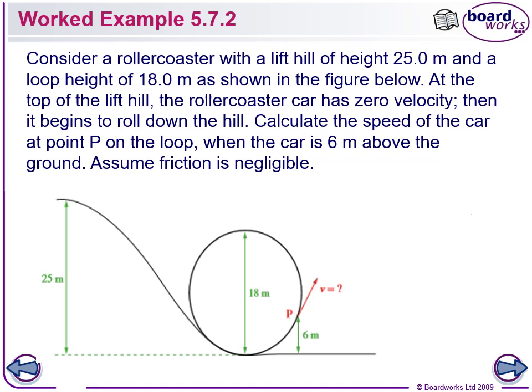Example. Consider a roller coaster with a lift hill of height 25 meters over on the left and a loop height of 18 meters as shown in the figure below. At the top of the lift hill, the roller coaster car has 0 velocity. Then it begins to roll down the hill. Calculate the speed of the car at point P on the loop when the car is 6 meters above the ground. Assume friction is negligible.